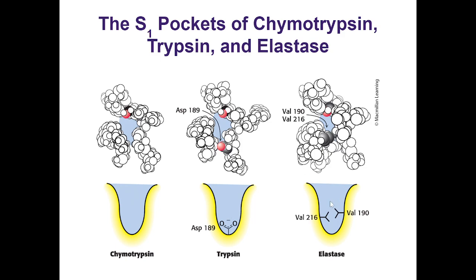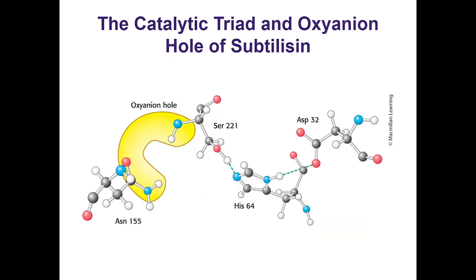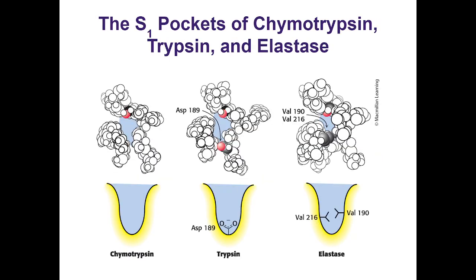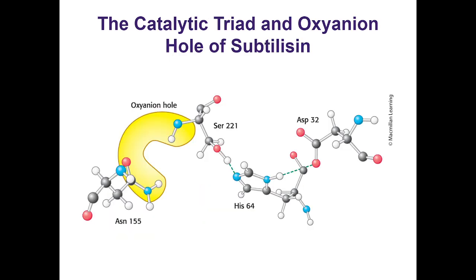How about this one? This is the elastase. What's the difference between this and chymotrypsin? This is a deep hydrophobic pocket. Is this deep anymore? Shallow. Yeah. This one has a shallow hydrophobic pocket. Very good. Remember, again, these are the S1 pockets. These are the ones that are right before your scissile bond, right? The one you're going to be cleaving. That's how that selects. This, again, is the oxyanion hole.